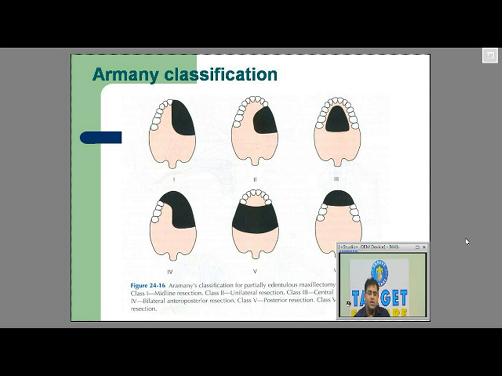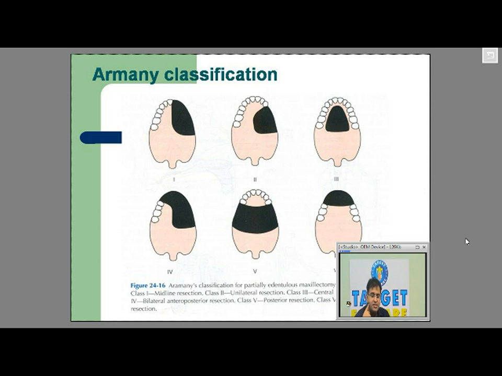So next question was on Aramany classification. Class 1 is midline resection. So the question asked was on midline resection, which is a class 1. It is classified into 6 types. You can see in the diagram.